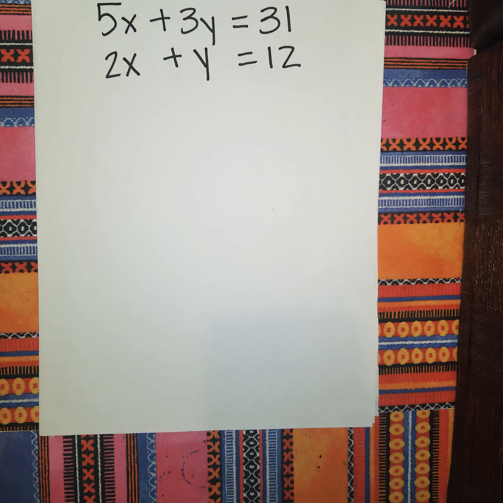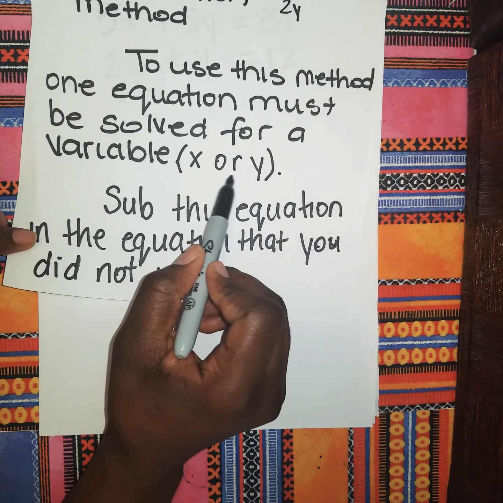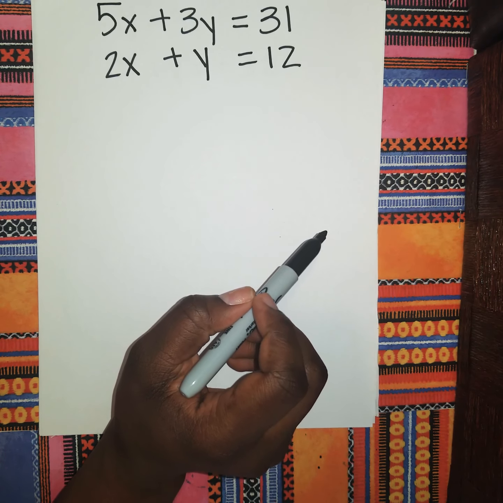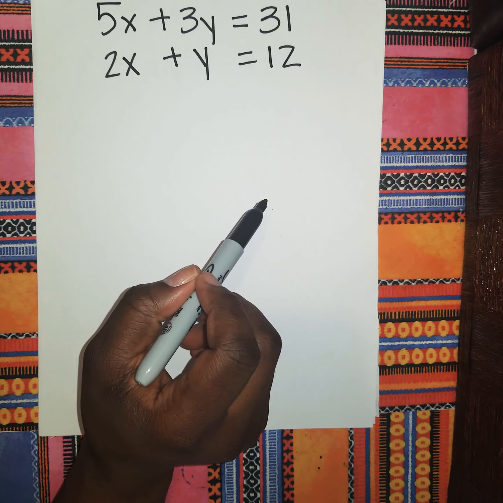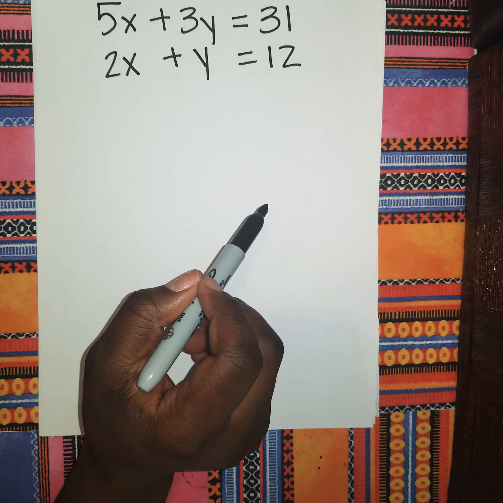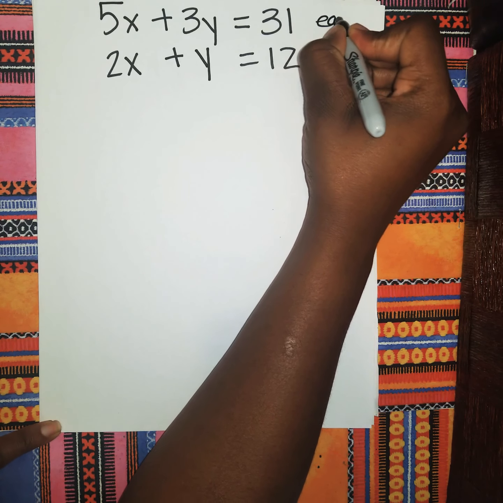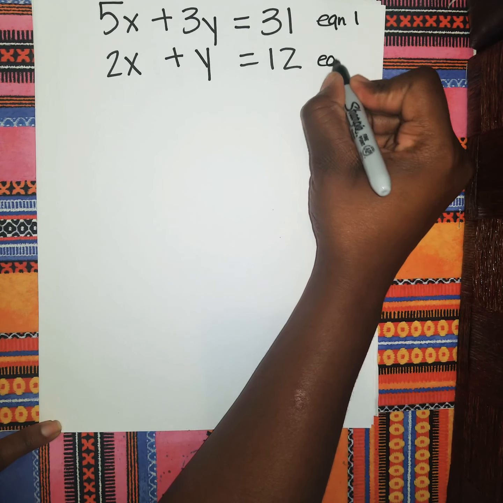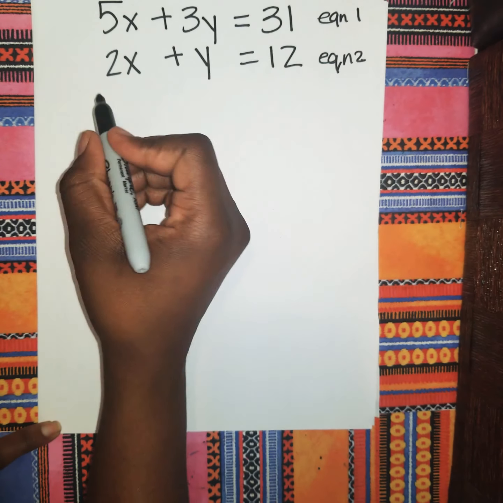So the first one says 5x plus 3y is equal to 31, and 2x plus y equal 12. Remember the first step says you need to solve for a variable, either x or y. And I was saying to you all that if the coefficient of a particular variable is 1, that will be easier for you. So the first thing we do, guys, is to label our equations. That's equation 1, and this one will be equation 2.